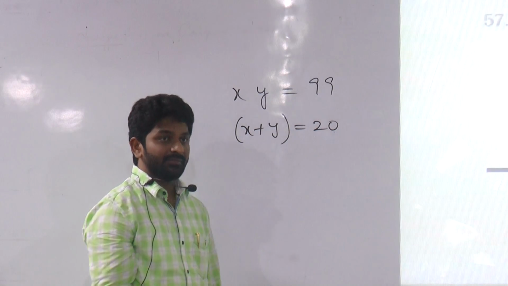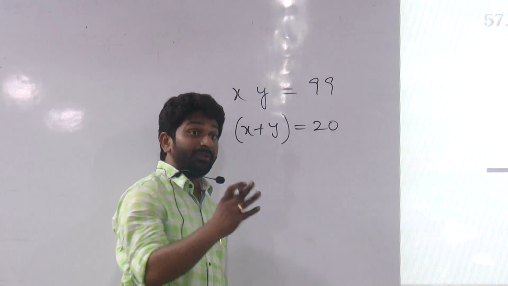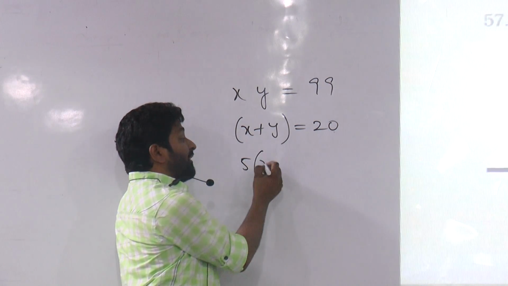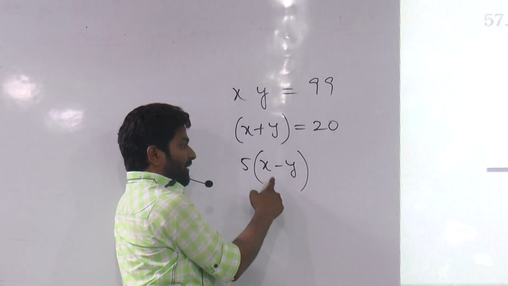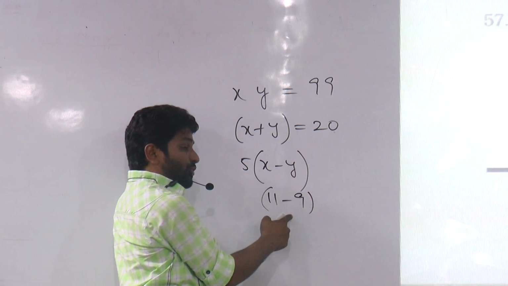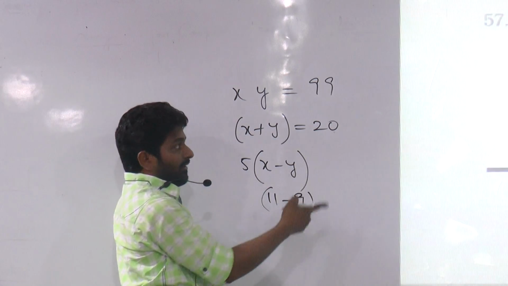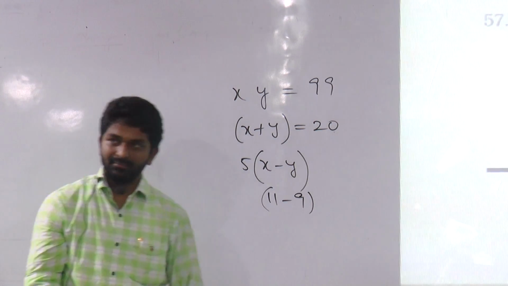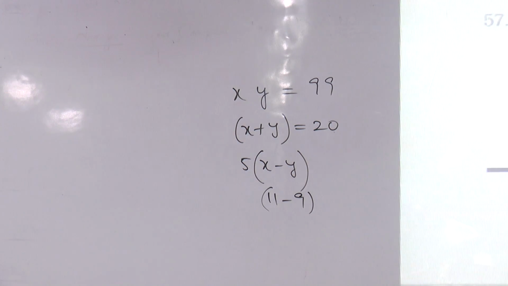What is your question? Difference between two numbers. So that will be 5x minus 5y. 5 into x minus y. X is equal to 11. Y is equal to 9. Difference is 2. 2 into 5, 10. What is quantity 2? 10. Quantity 1, 10. Both are same. 1 is equal to 2.